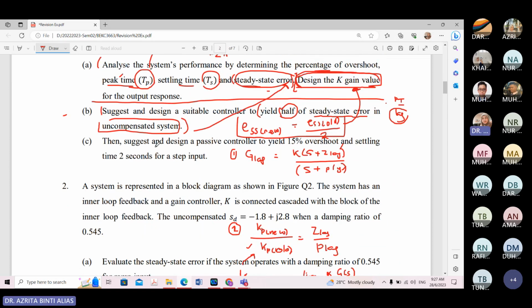So next question. Suggest and design a passive controller, either lag, lead or lag-lead, to yield 15% overshoot and settling time of 2 seconds for a step input. So for this question, what is the type? What is the suitable controller to design?